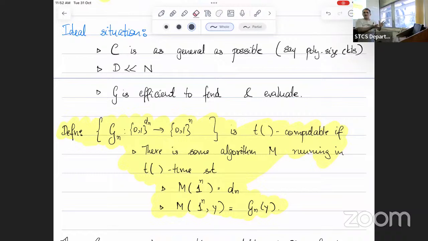So there should be some algorithm that when fed 2000 tells me, oh, by the way, the seed length is 35 or something. And similarly, I now say, look, I want to evaluate the 35th generator on a string y. I want to be able to do that efficiently. So you just tell yourself that you are expecting polynomial time algorithms to do these things. That's what your notion of efficiency is.